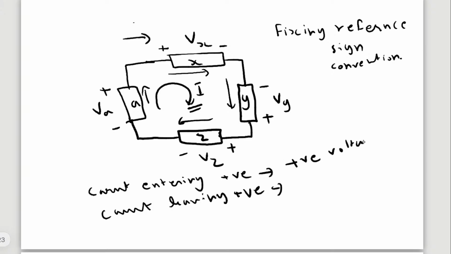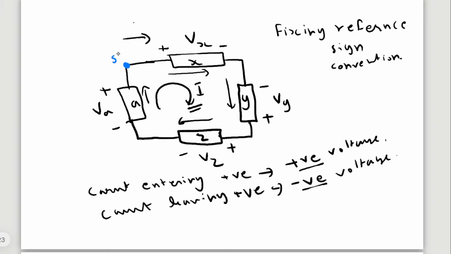Positive voltage. Now, current leaving positive, I will be taking as negative voltage. This can be done in either way, but it's a convention. You can take any. So I will be taking current entering positive as positive voltage and current leaving positive as negative voltage. So if we take this convention, then the next step in KVL is, let's say, identify any starting point.